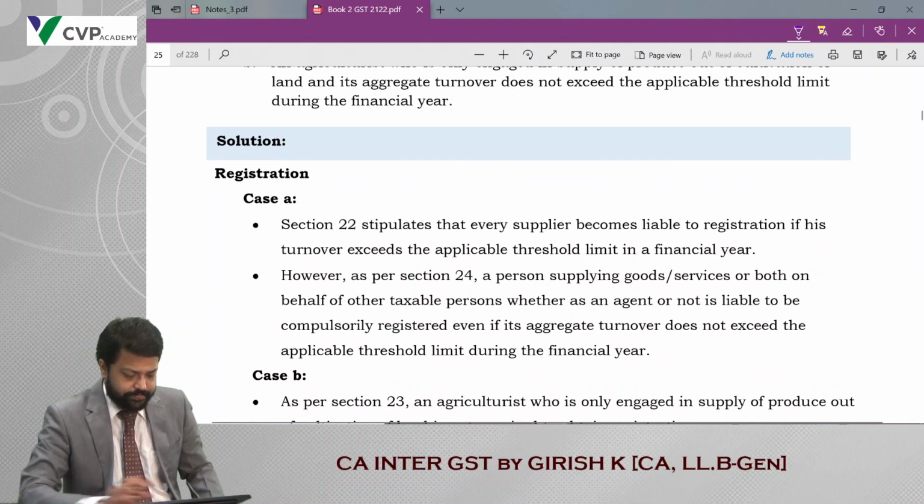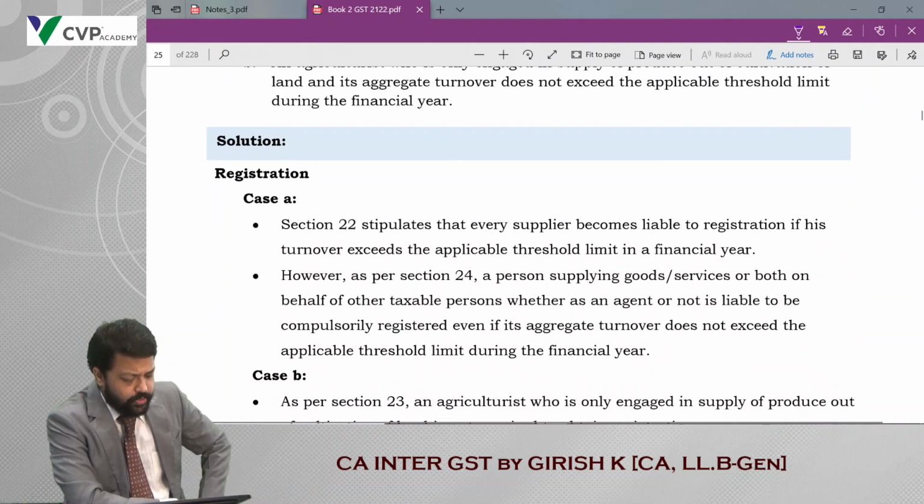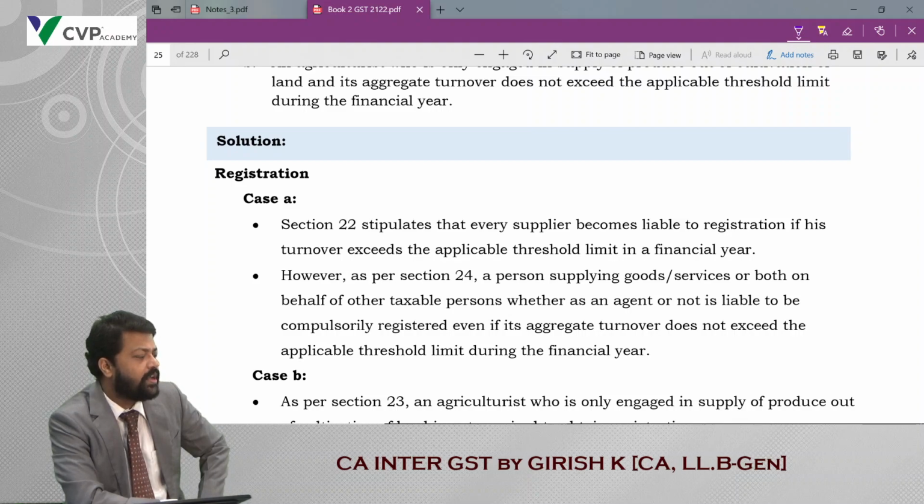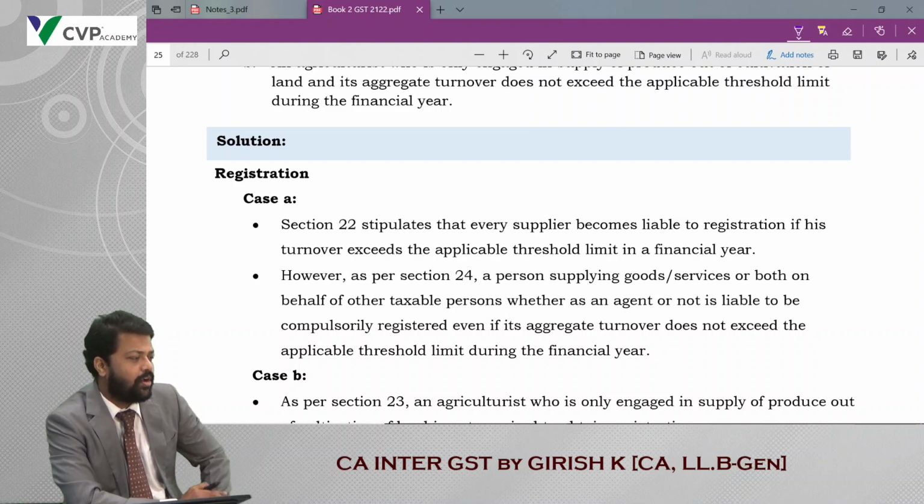So let's see. Section 22 stipulates that every supplier becomes liable to registration if his turnover exceeds the applicable threshold limit in a financial year. However, as per section 24, a person supplying goods or services on behalf of another taxable person, whether as an agent or not, is liable to be compulsorily registered even if aggregate turnover does not exceed the applicable threshold limit during the financial year.